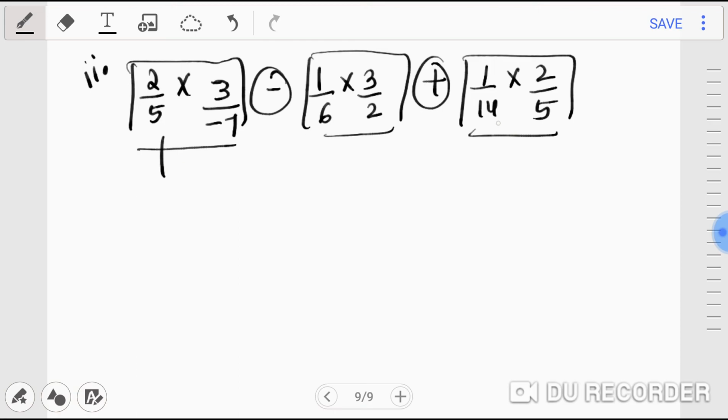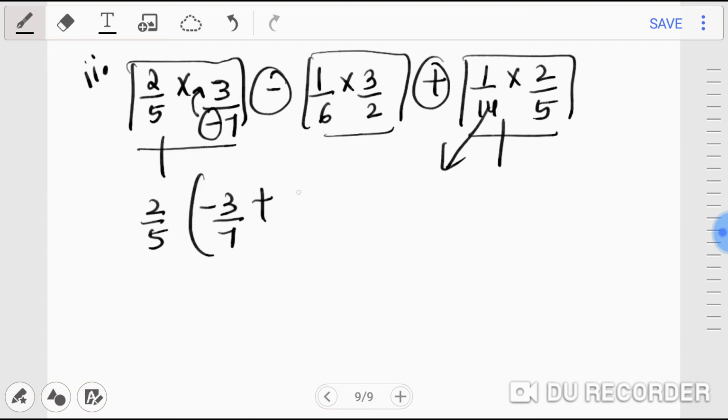If you notice, in your first and third term you have 2 upon 5 common, and inside you have this minus sign in the denominator which will go up. So that will be minus 3 upon 7 plus this 1 upon 14. And this minus 1 upon 6 into 3 upon 2 will be the same.